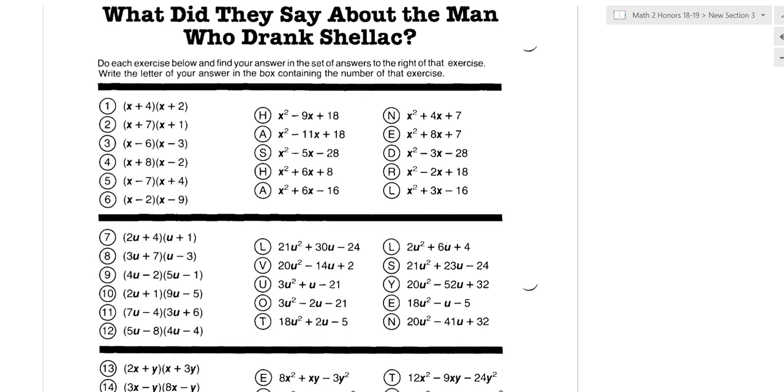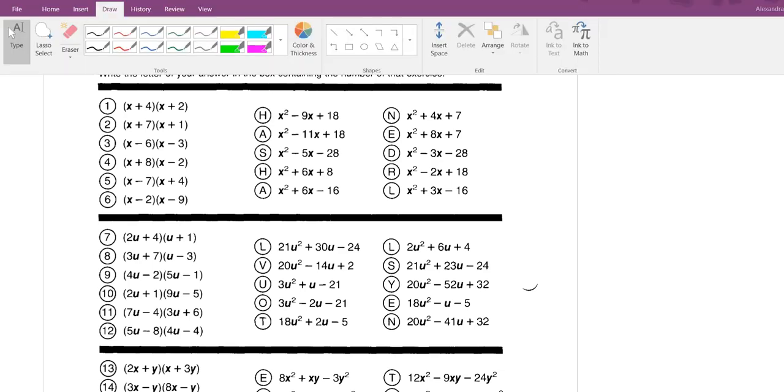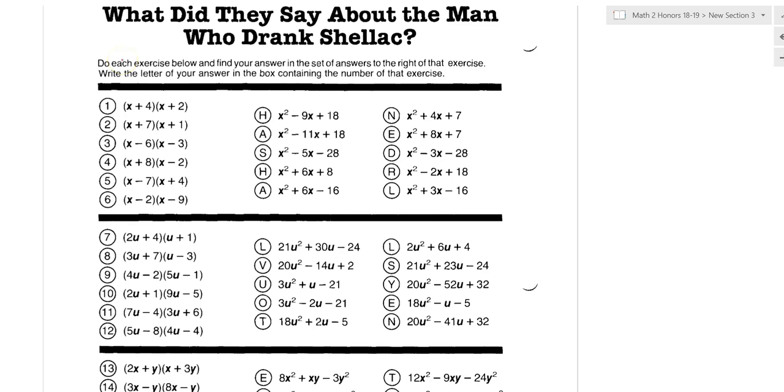All right. We are now looking at page 82, and this is all about multiplying. So what did they say about the man who drank shellac? Then do each exercise below and find your answer. Instead of writing answers to the right of the exercise, write the letter of your answer in the box containing the number of that exercise. All right, so this is multiplying binomials.